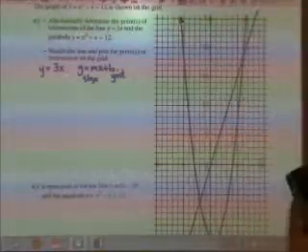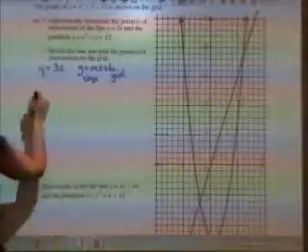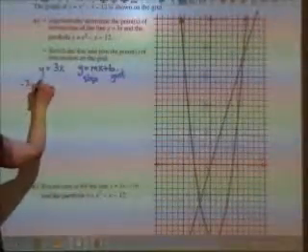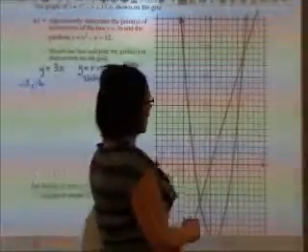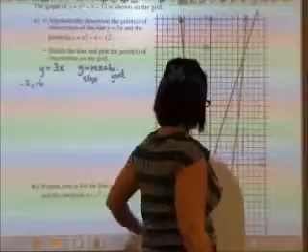So if I was to write down what my points of intersection are, I've got a point here that's at negative 2 and negative 6. And I have another point that is at 6 and 18.